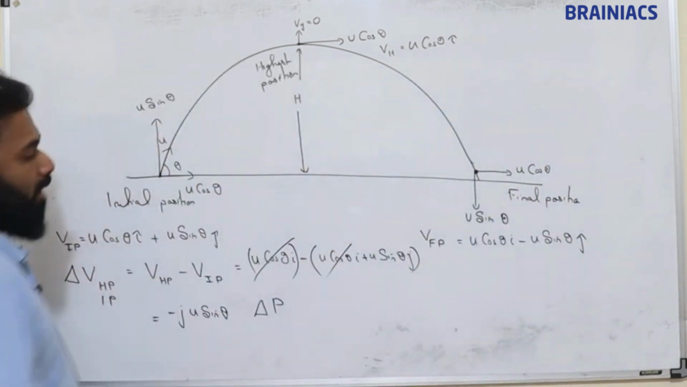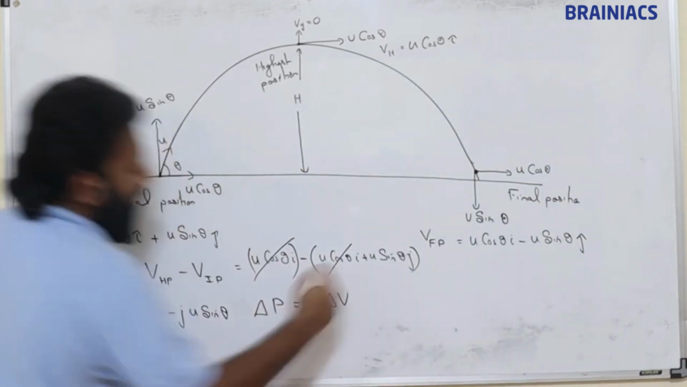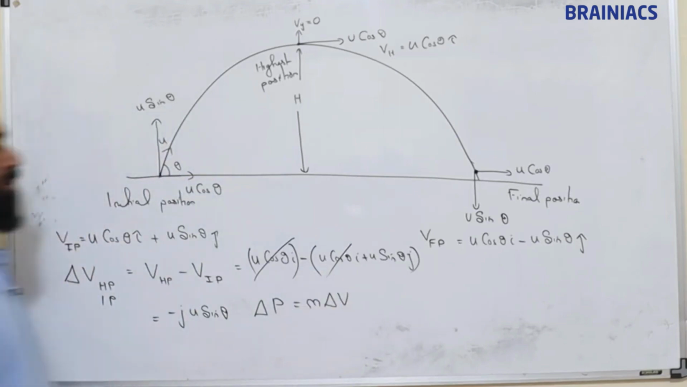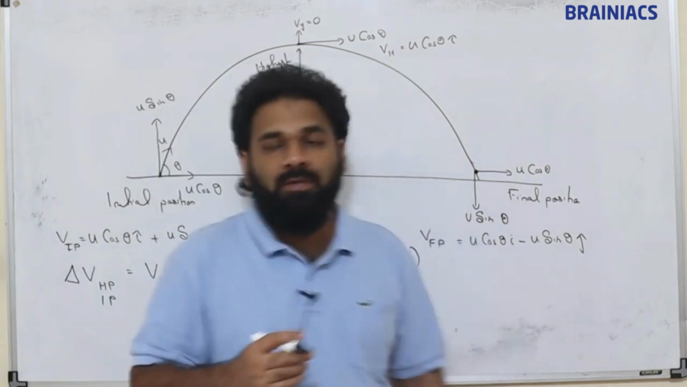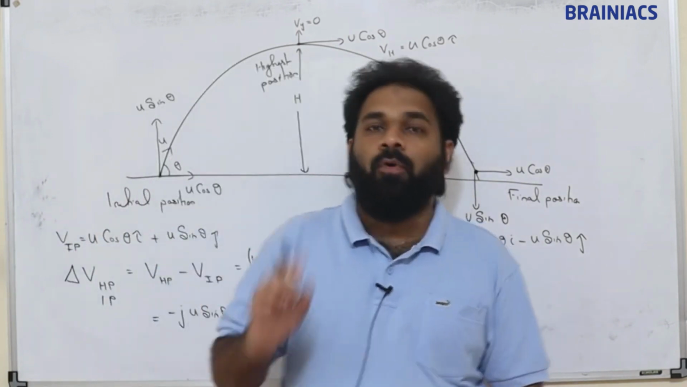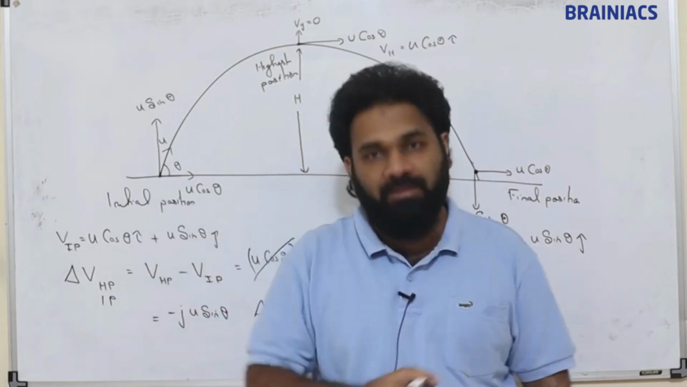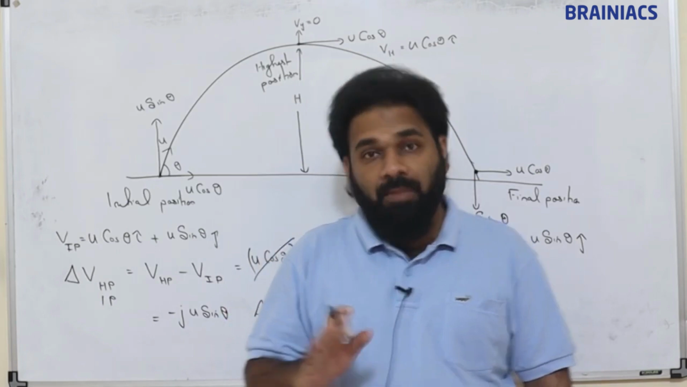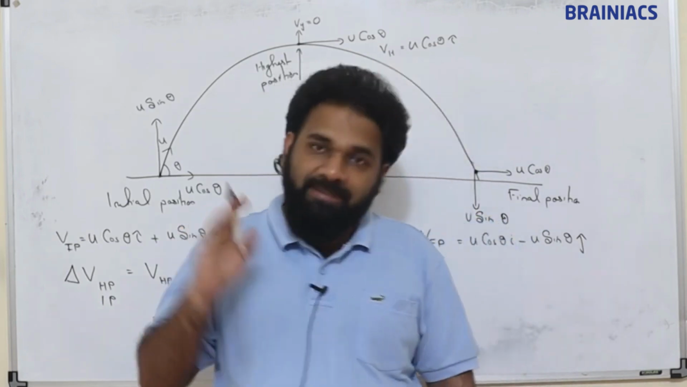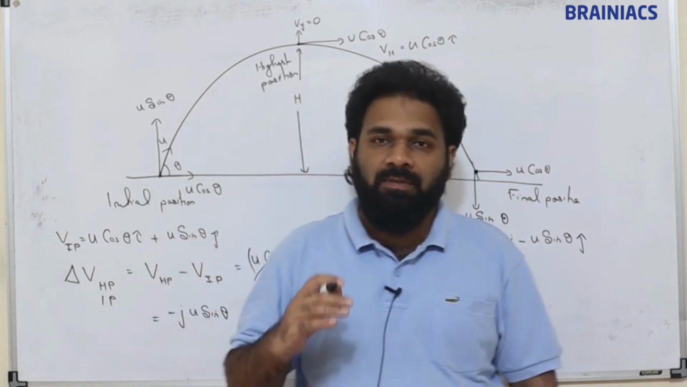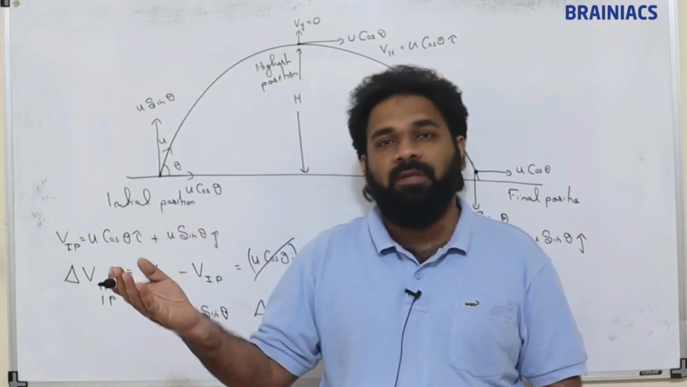Change in momentum is what? Mass into change in velocity, because in this kind of motion, mass will not change. Mass will change only if a body travels at or near the velocity of light. Mass is not always constant. Mass can change if something travels at the order of the velocity of light. Velocity of light is 3 into 10 raised to 8.